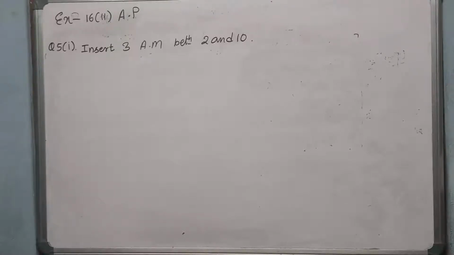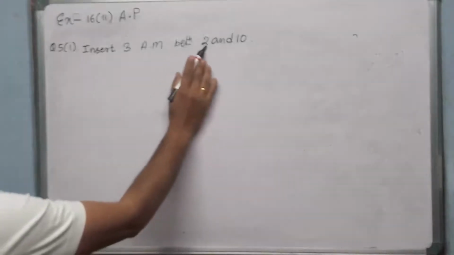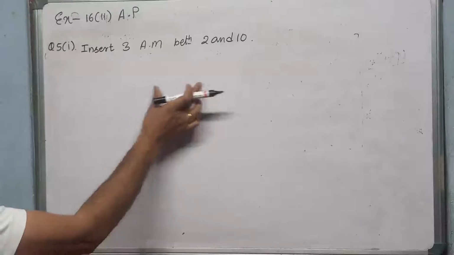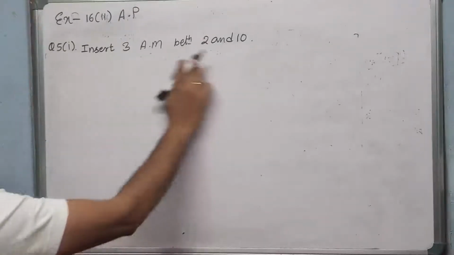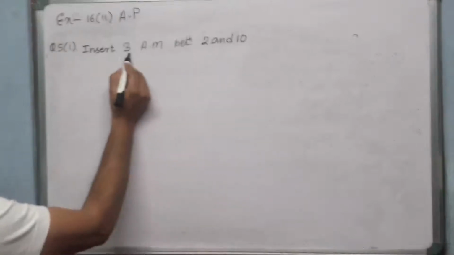Now the next question is the new concept. Insert 3 arithmetic means between 2 and 10. Inserting 3 arithmetic means between 2 and 10 means that in between 2 and 10 you have to write 3 different terms of an AP. Now this kind of question I'll do in a different way. In between 2 and 10, how many terms do you have to insert?